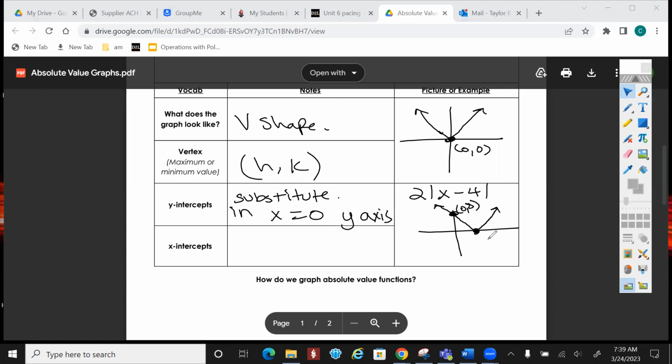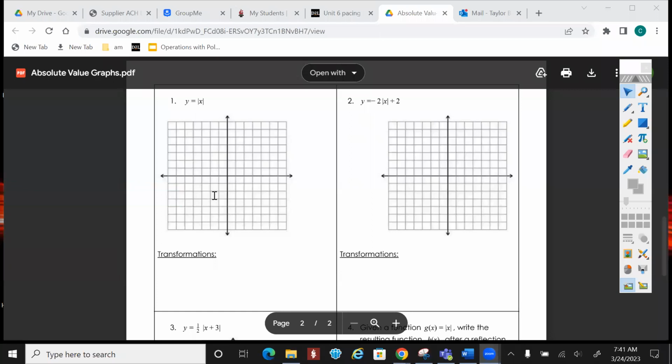For our x-intercept, that's when our y is 0. So we're going to substitute in y equals 0, and that's where it crosses the x-axis. Fortunately, on this first one, this is the parent function. This is the OG of this type of function, okay?